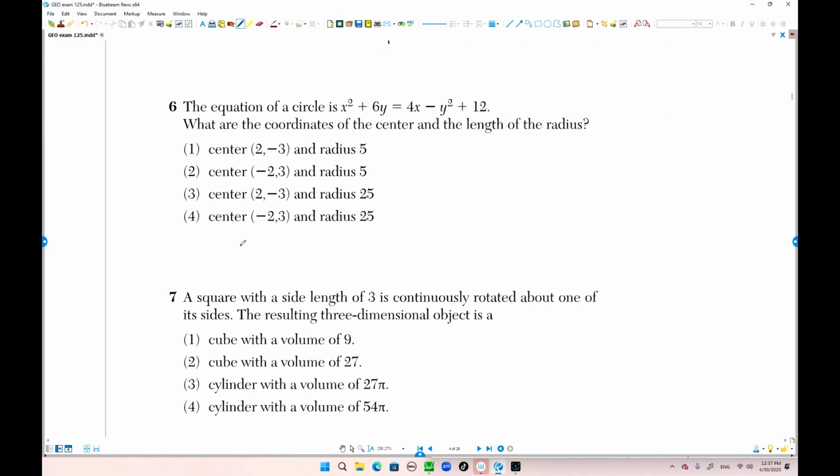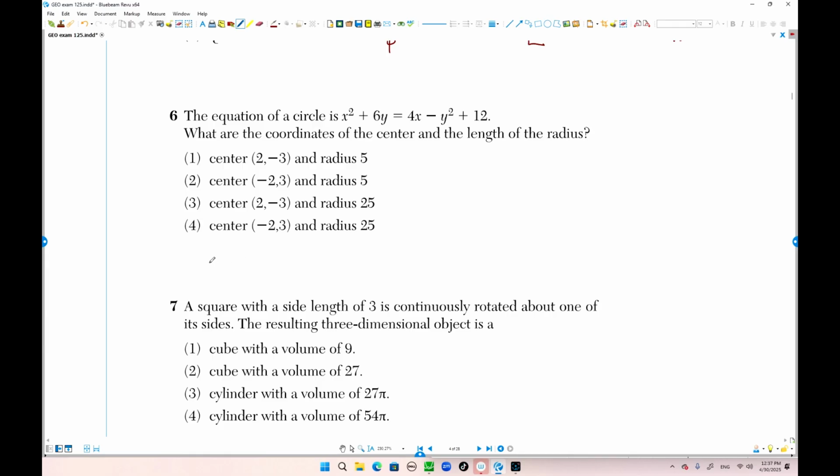Number 6. We're going to find the center and the radius. We need the standard form. X squared, move this to the left, negative 4x, and plus y squared, move to the left, plus 6y equals 12. So these two in perfect square form: x minus 2 squared, right? The second one is y plus 3 squared.